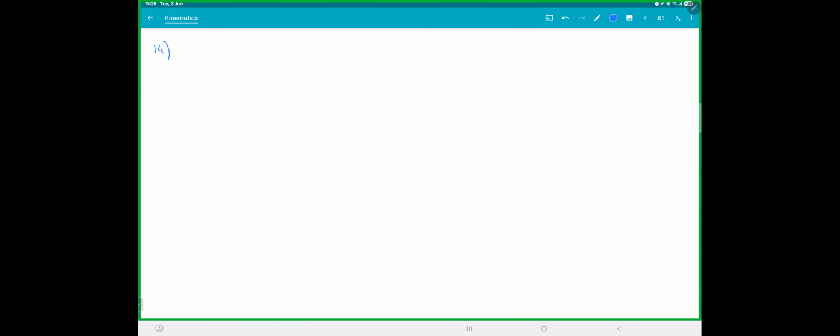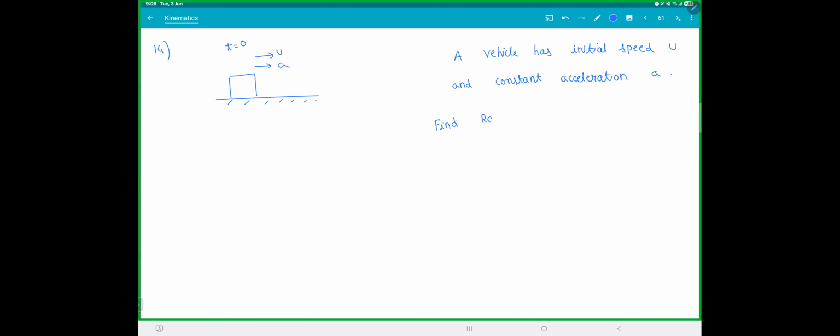Next one. Let's do an easy one. So we have a vehicle here, at time 0, with initial velocity U and acceleration A. The vehicle has initial speed U and acceleration A. Find the ratio of the distance traveled in n seconds and in the nth second.